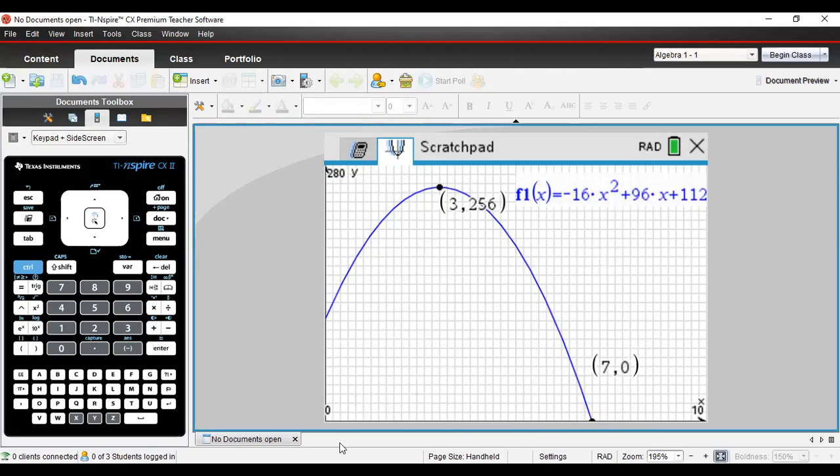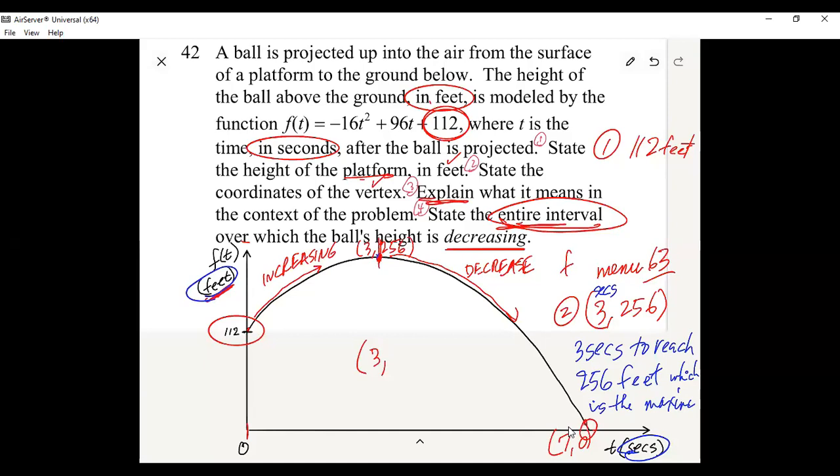If I go back to my iPad, it took 7 seconds to hit the ground. So it's decreasing from 3 all the way down to 7. It starts to decrease after 3 seconds, and it keeps decreasing until it hits the ground at 7. So this would be the interval. It's decreasing from the maximum all the way down to the 0.